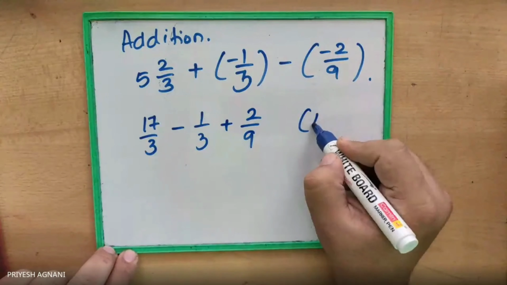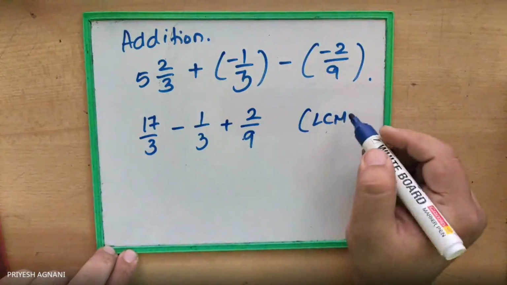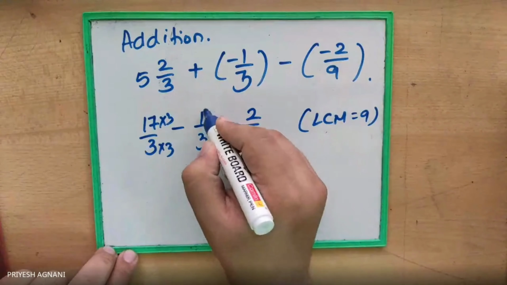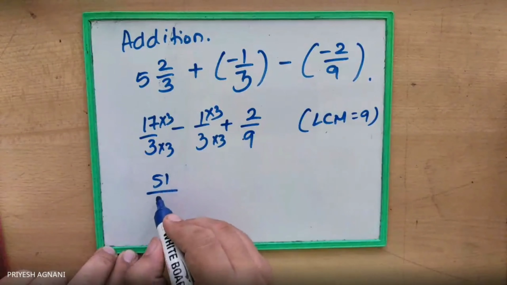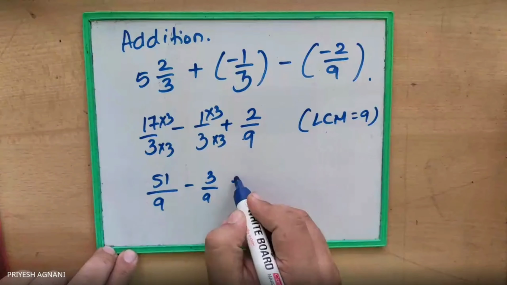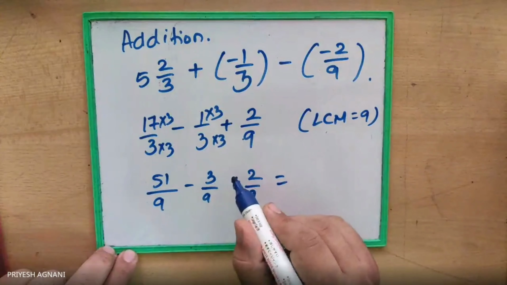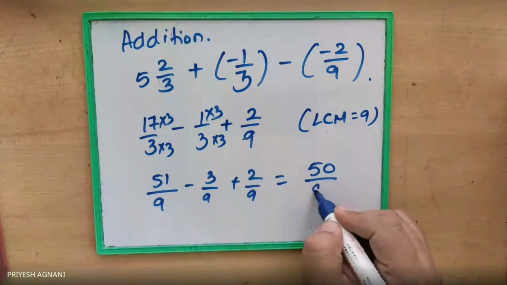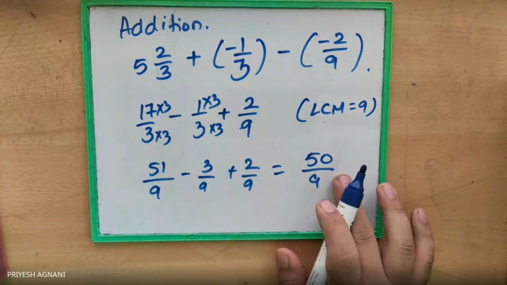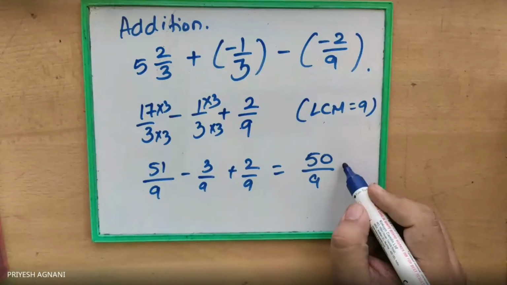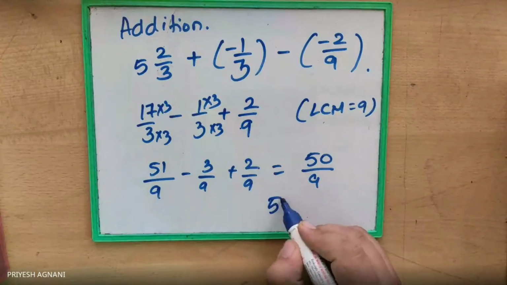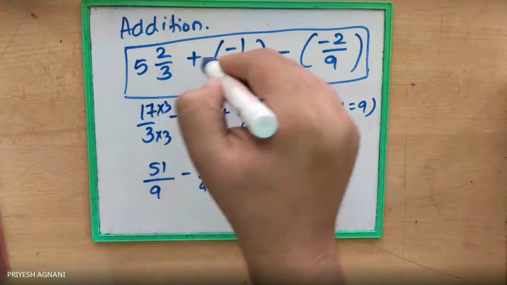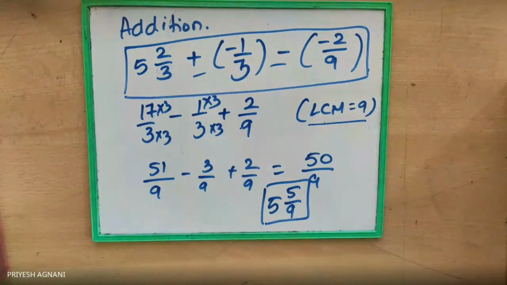You have to take the LCM. LCM of 9, 3 is 9. You have to multiply 3 over here. You have to multiply 3 over here. So it becomes 51 upon 9 minus 3 upon 9 plus 2 upon 9. So the answer will be 51 minus 3, that is 48, 48 plus 2, 50. 50 upon 9. And then you have to convert this rational number into a mixed fraction. So that will be 5 integer 5 upon 9. This will be your answer for this question. Remember, in addition, you have to take the LCM. It is same as fraction.